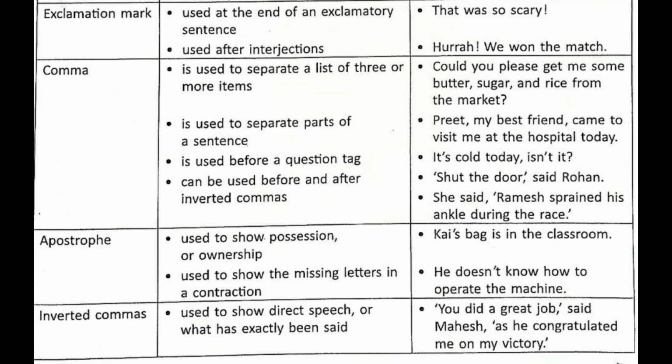Our next punctuation mark is apostrophe, which is used to show possession or ownership. For example, Kai's bag is in the classroom. So after Kai, K-A-I, apostrophe S will be coming, showing the ownership. For example, this is Chinky's pencil box. After Chinky, we will put apostrophe and then S.